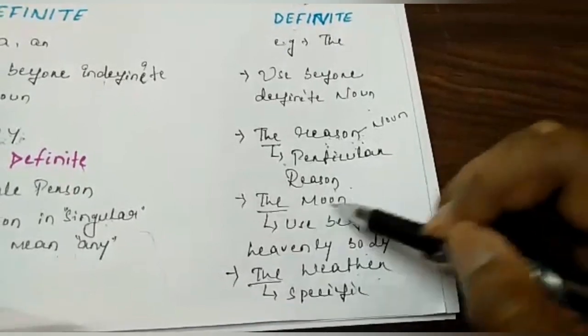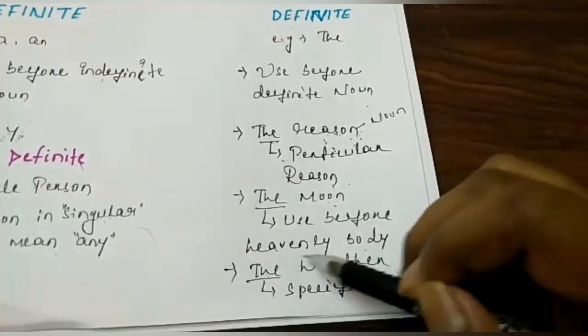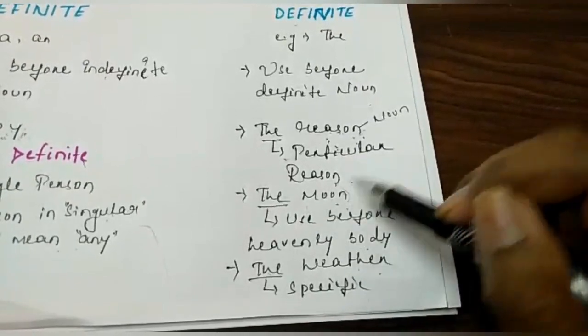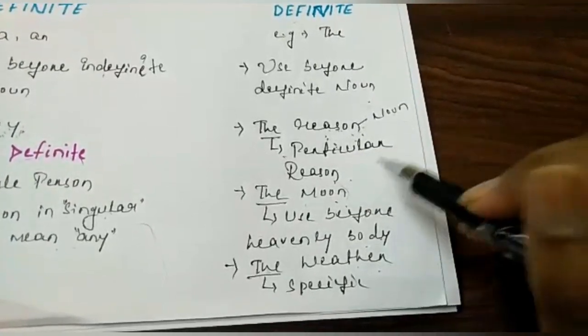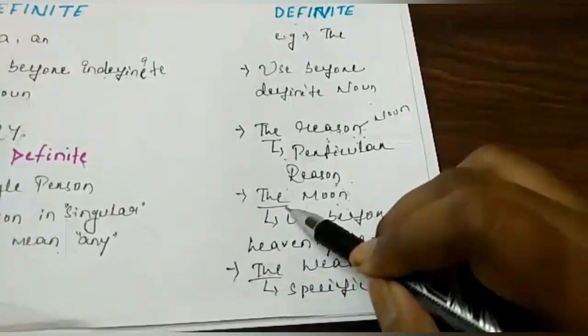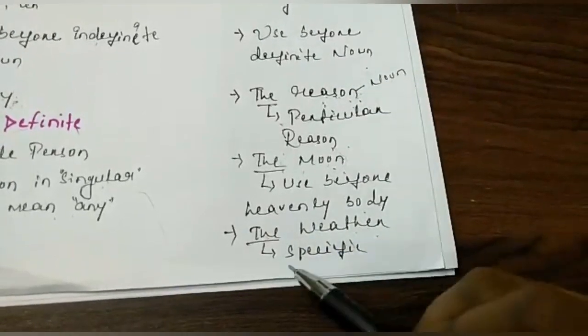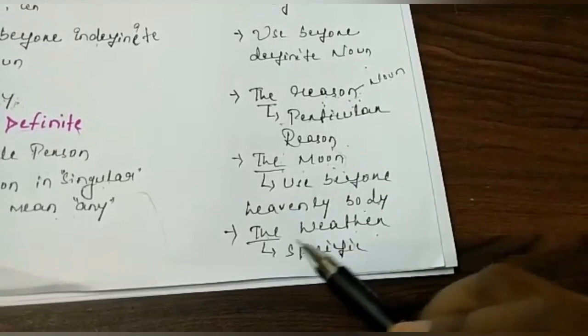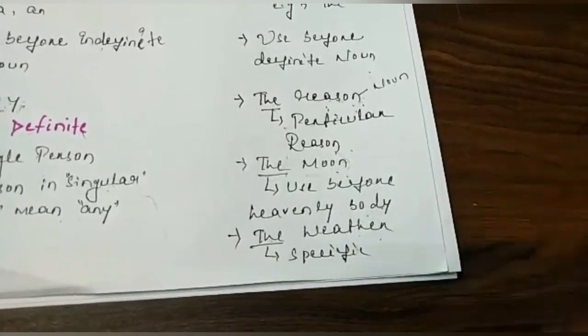The next example, the moon. We use the before a heavenly body. Moon is a heavenly body, like the sun, the star, all the heavenly bodies. Before a heavenly body you will use the definite article. Next, the weather. Here weather is specific. So the weather refers to a specific noun.